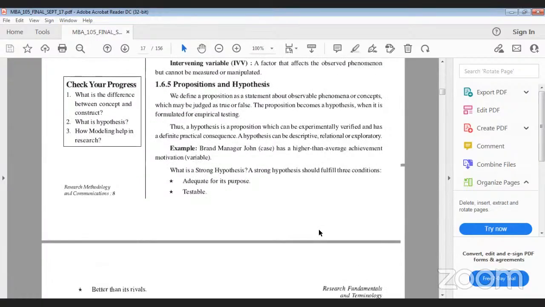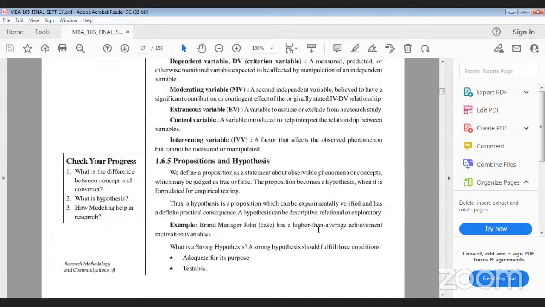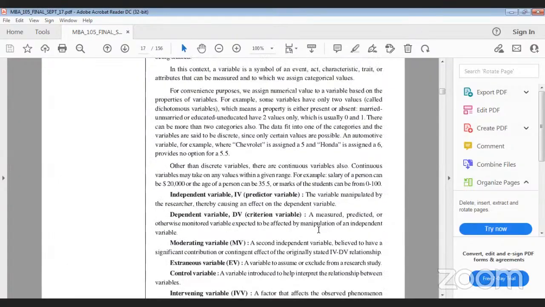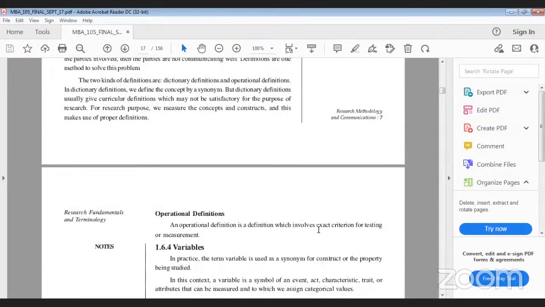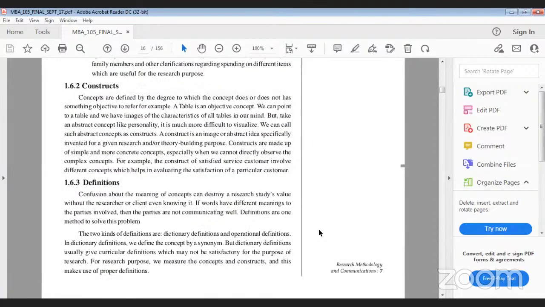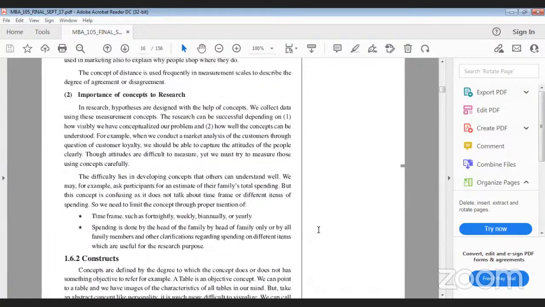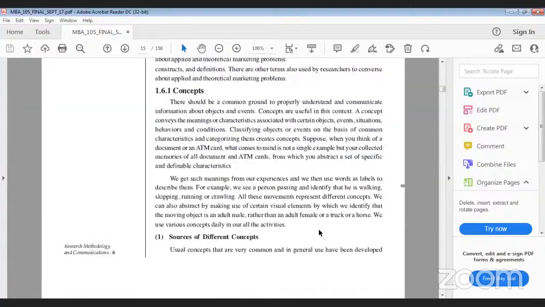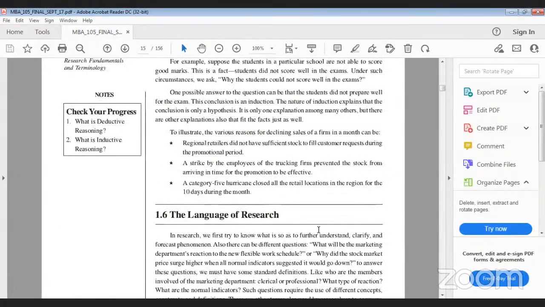What is the difference between concept and construct? What is a hypothesis? How does modeling help in research? Do you understand what is meant by research? What is deductive reasoning and what is inductive reasoning?